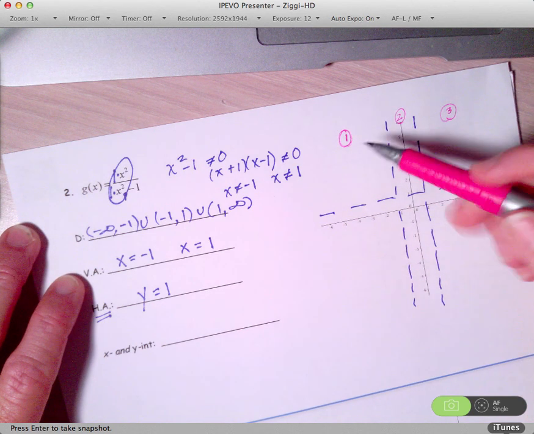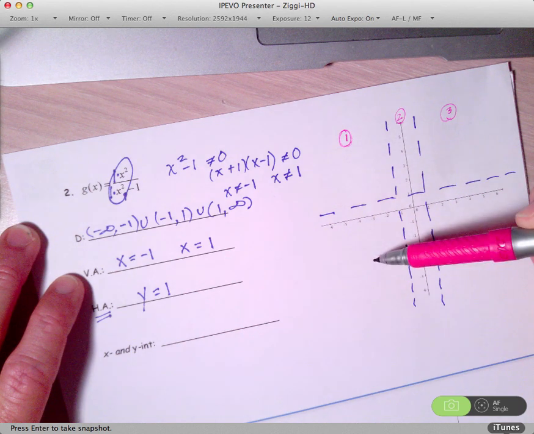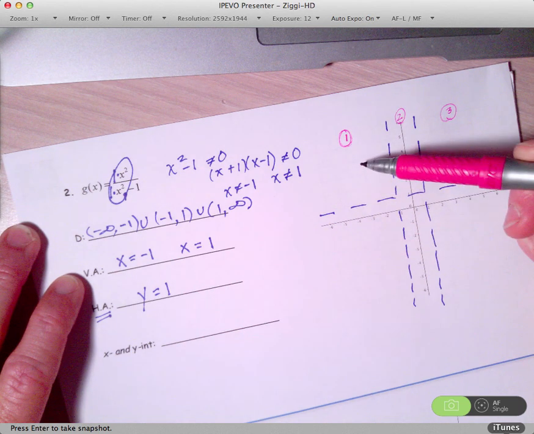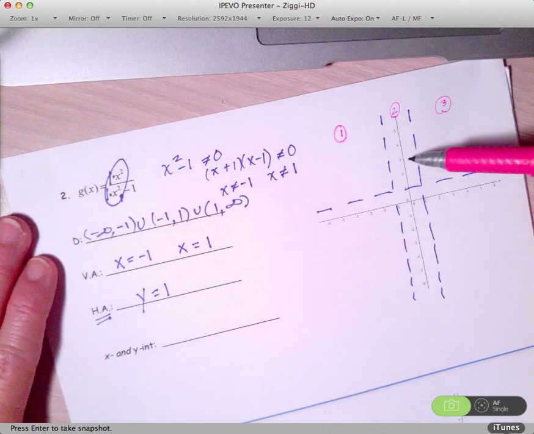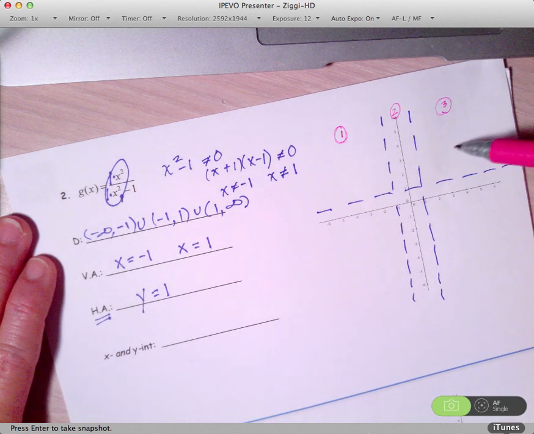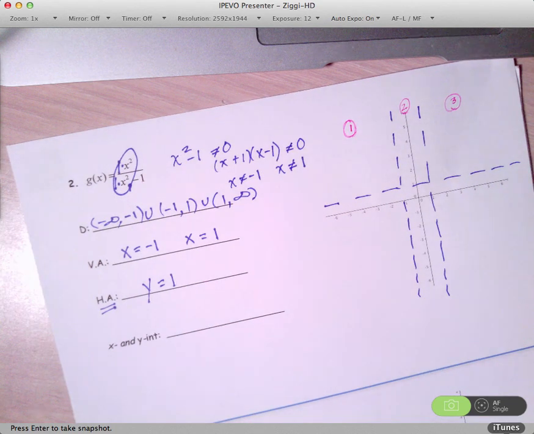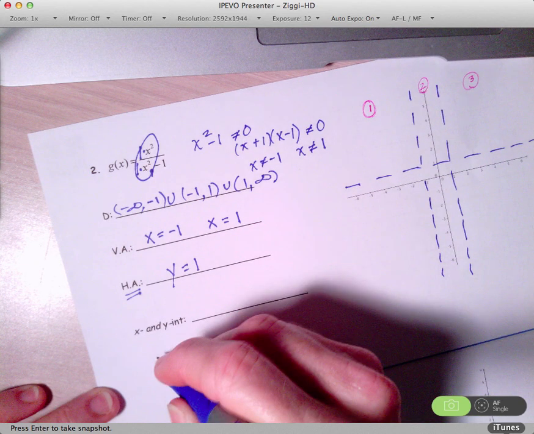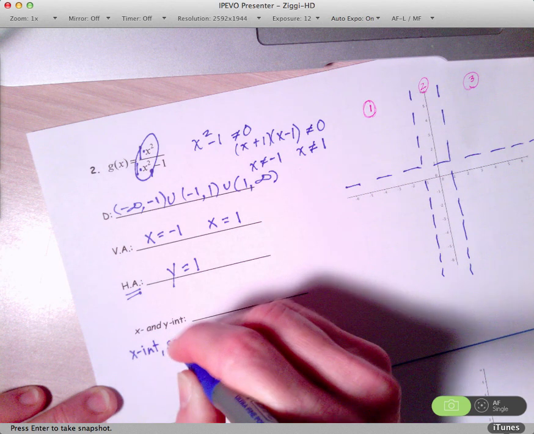Then in each of those sections, you're going to try to figure out if the curve is above or below the horizontal asymptote. So you need to figure out if the curve is here or here in area 1, and then here or here, and then here or here. So how do we do that? Well, we can use the x and y intercepts to help us. So how do you find an x-intercept? Well, to find an x-intercept, you set y equal to 0, just like before.